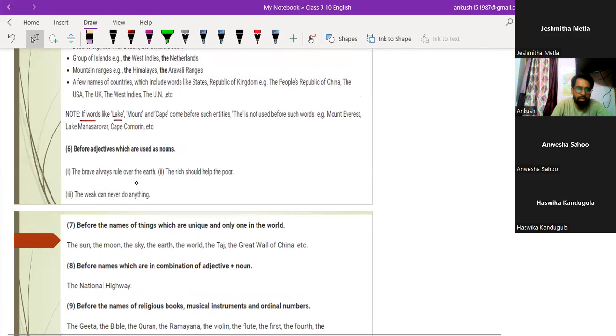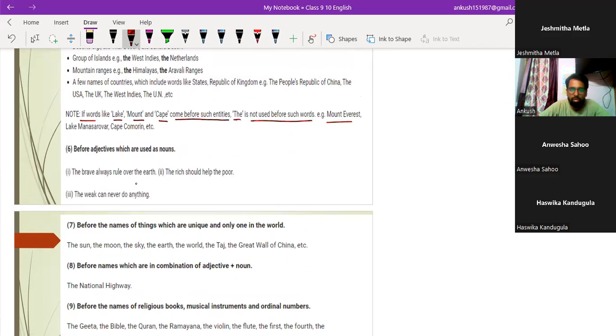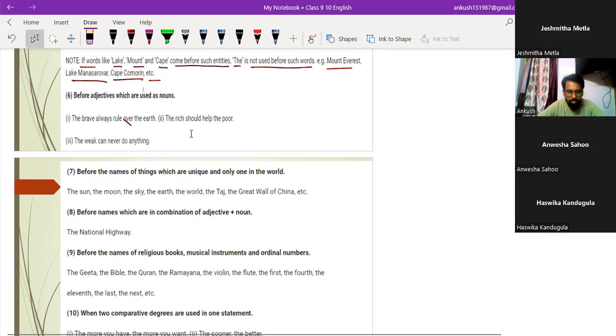If words like lake, mount, and cape come before such entities, then 'the' is not used before such words. Like Mount Everest, we do not say the Mount Everest. Lake Mansarovar, Cape Cameron, etc. Such words do not carry 'the'. But if 'the' doesn't come before Mount Everest, can we say the Everest? No.